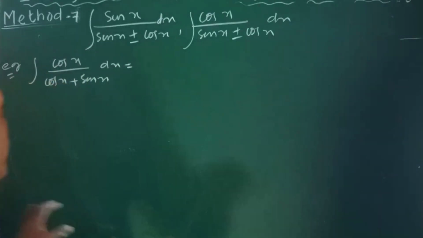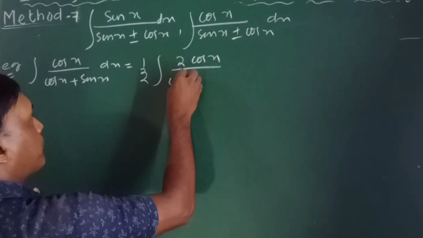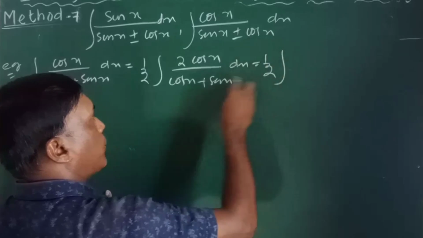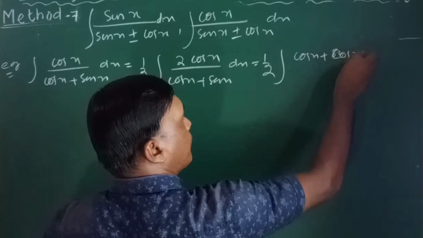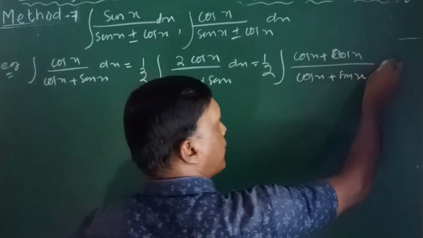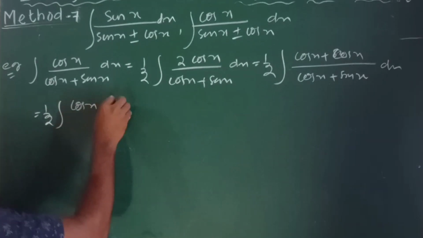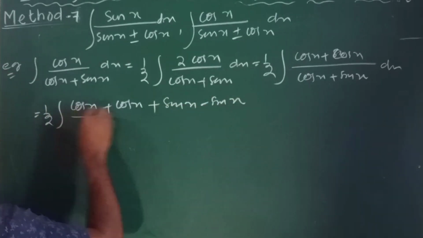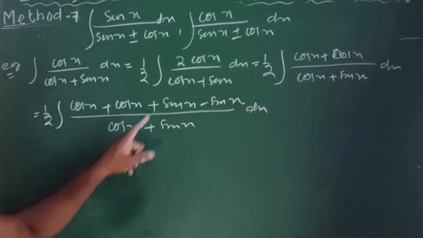How? Look at here, I divide by 2 and multiply, this is 2 cos x by cos x plus sin x dx, which is equal to 1 by 2 into integration of 2 cos x written as cos x plus cos x, by cos x plus sin x. Now which is equal to 1 by 2 into integration cos x plus cos x, I add here sin x and subtract here sin x. This is the only trick to follow here, over cos x plus sin x dx.